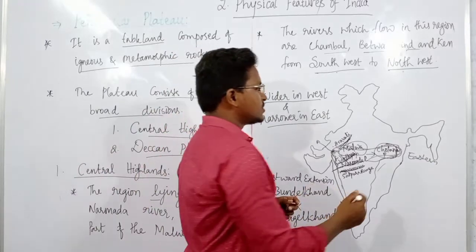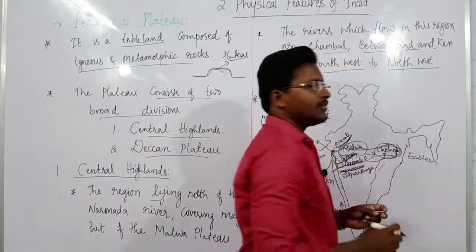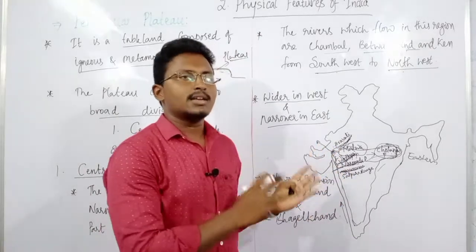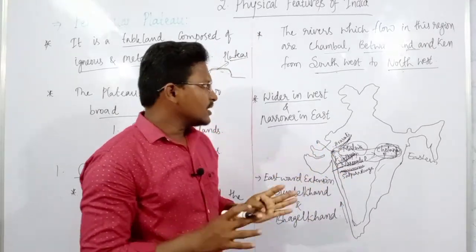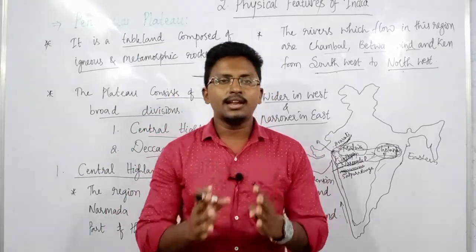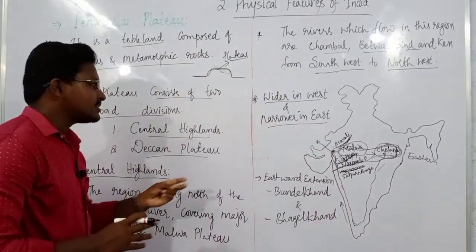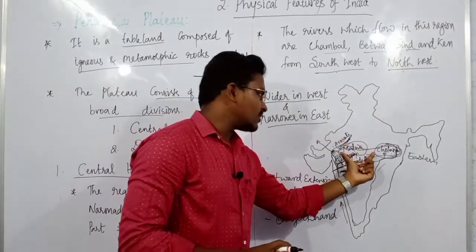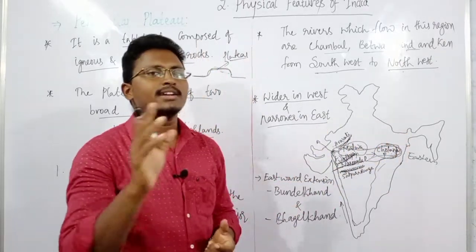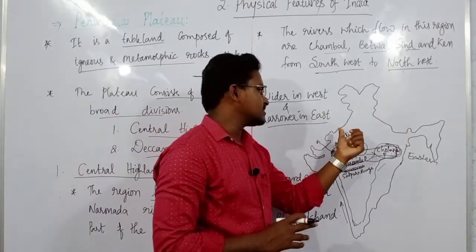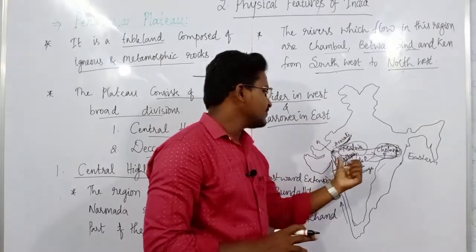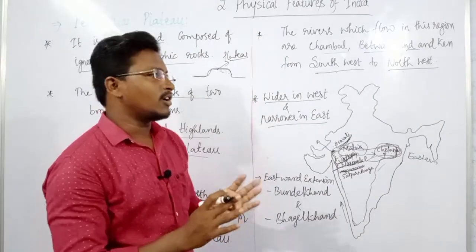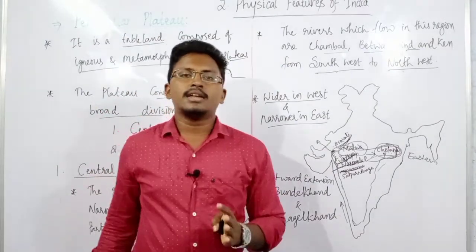And here the Chota Nagpur Plateau is also there, which shows the easternmost region of this Central Highlands. So this is about the Central Highlands. Central Highlands means the region lying above the Narmada river, covering most of the Malwa Plateau and Chota Nagpur Plateau, and it is also bound by different hills such as the Aravali hills in the northwest and the Vindhya ranges. So this region we call particularly the Central Highlands.